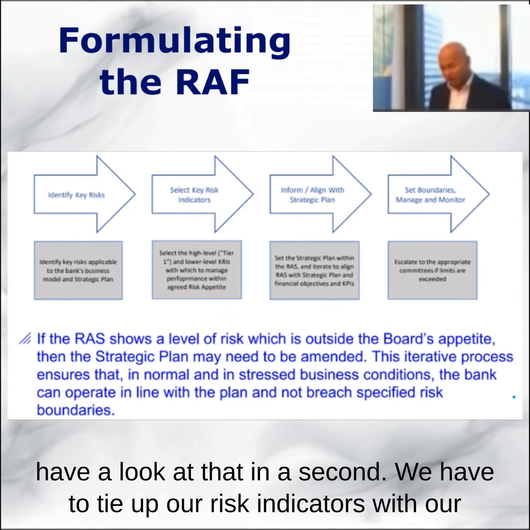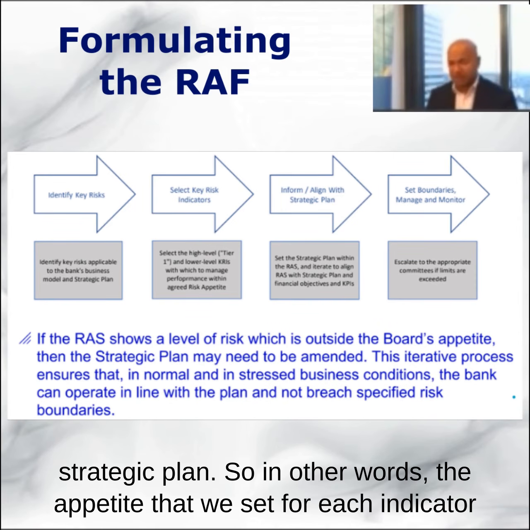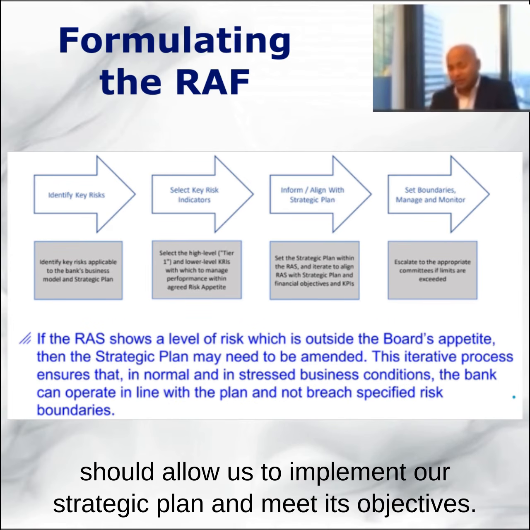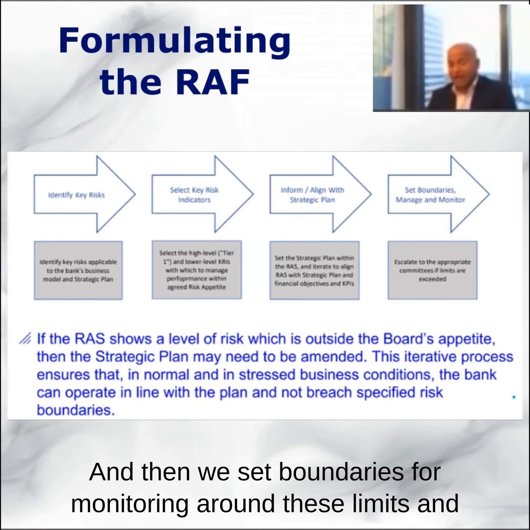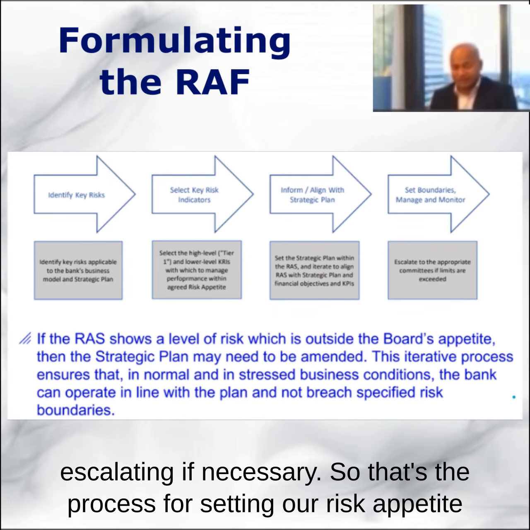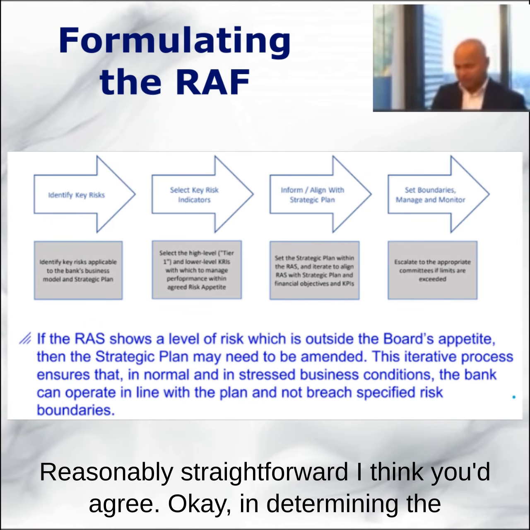We have to tie up our risk indicators with our strategic plan. So in other words, the appetite that we set for each indicator should allow us to implement our strategic plan and meet its objectives. And then we set boundaries for monitoring around these limits and escalating if necessary. So that's the process for setting our risk appetite. Reasonably straightforward, I think you'd agree.